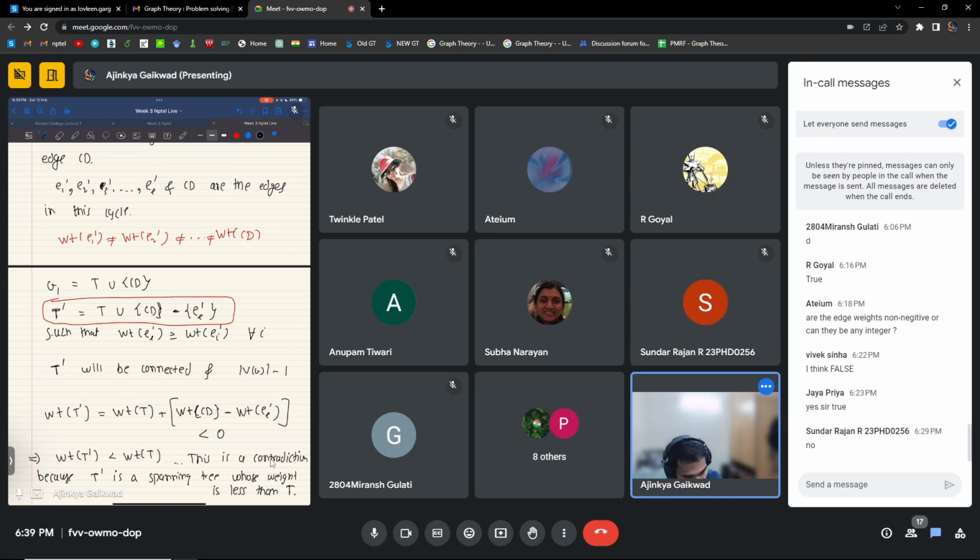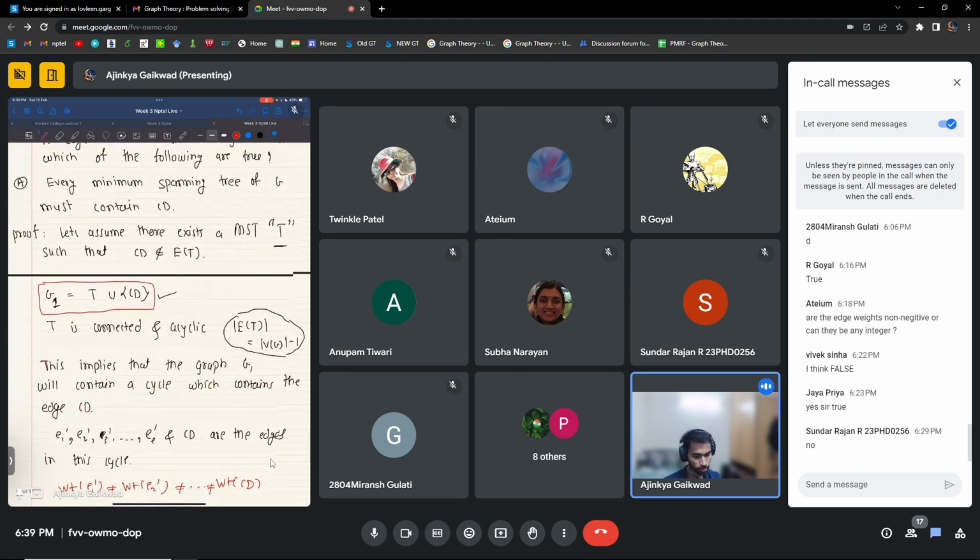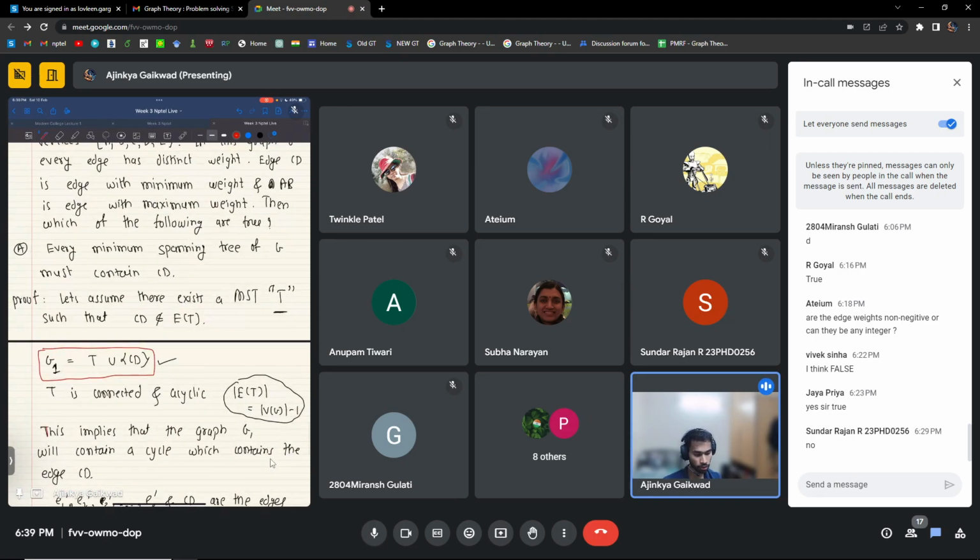But here, if you see in this red box, weight of T prime was less than weight of T. That means I have constructed another spanning tree whose weight is less than T, which is not possible because by definition, T is a minimum spanning tree. So that's why this is a contradiction. And this is a contradiction that means my assumption was wrong. And my assumption was CD does not belong to T. And since the assumption is wrong, what does that mean? That means CD belongs to T, any minimum spanning tree, right?